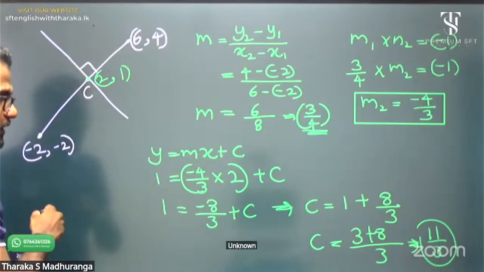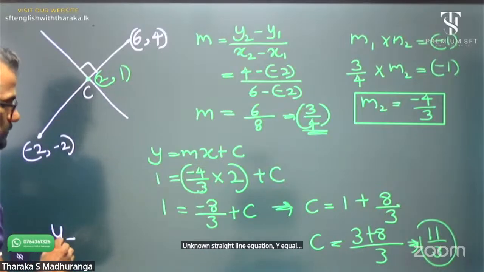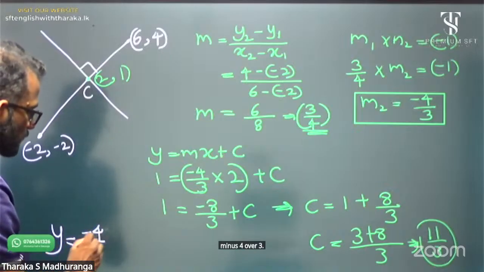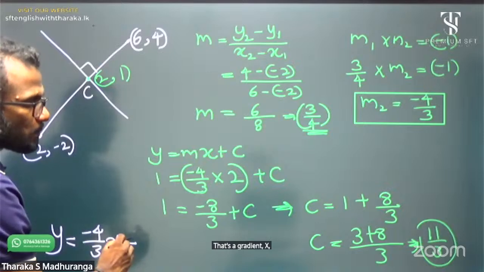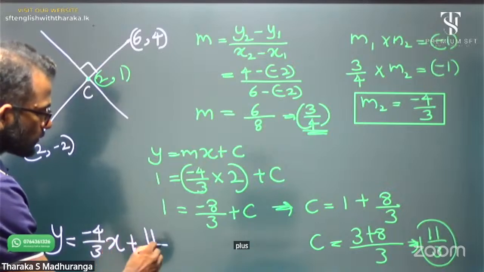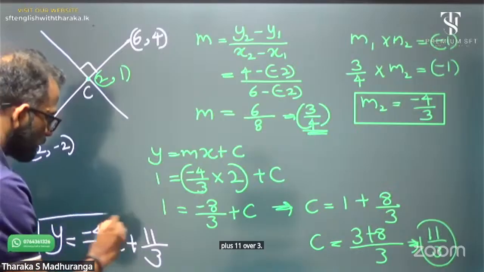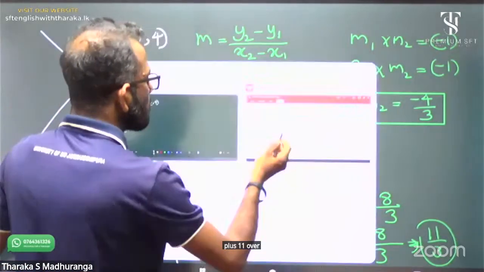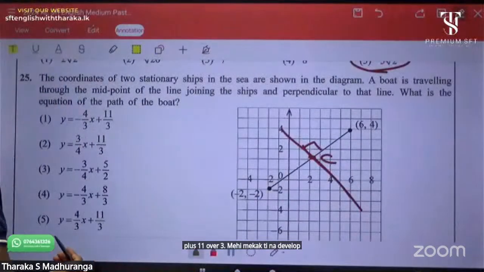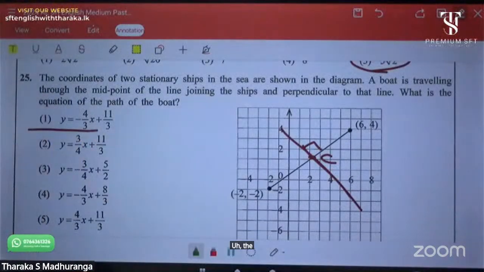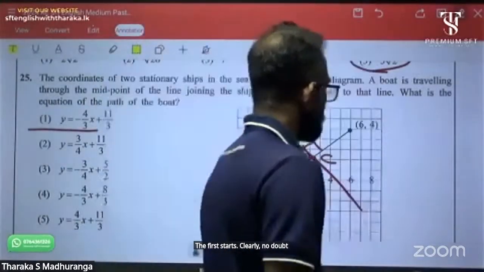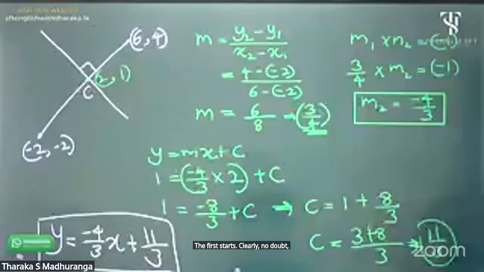Unknown straight line equation y equal minus 4 over 3, that's the gradient, x plus 11 over 3. Plus 11 over 3. මෙහෙම එකක් තියනවාද බලමු. The first equation. The first answer. Clearly note down. These are calculation.